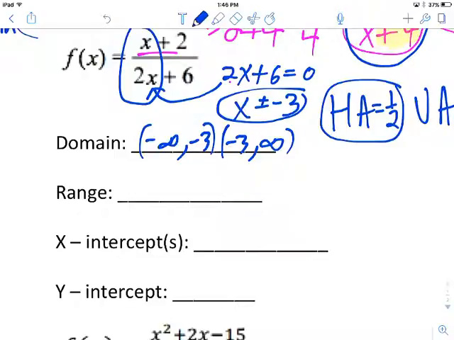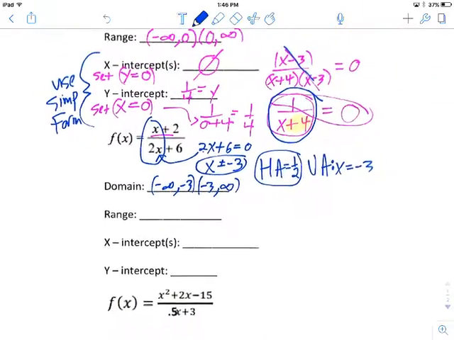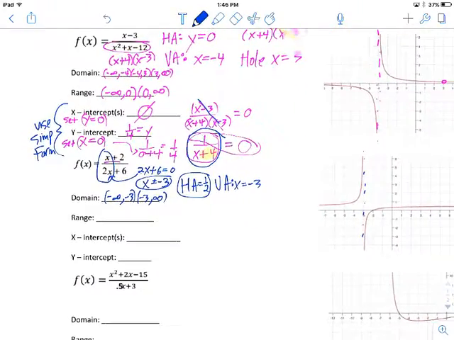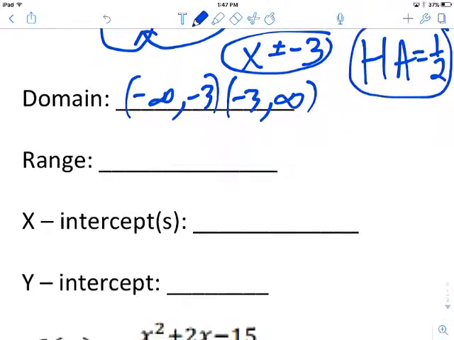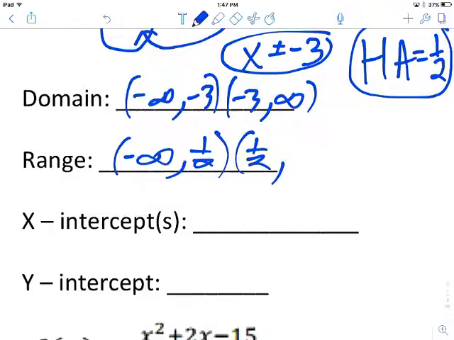The range goes up, up, up, up, up until it hits the horizontal asymptote. There's a gap at that asymptote. And if I look at my horizontal asymptote, there's a gap there, and it's at a half, not 0. So you've got to be careful. Negative infinity to a half, and then it comes back down after a half to infinity.